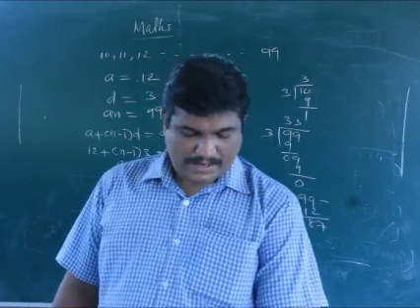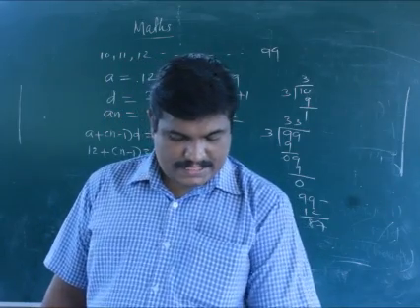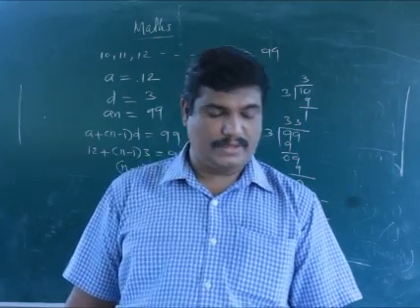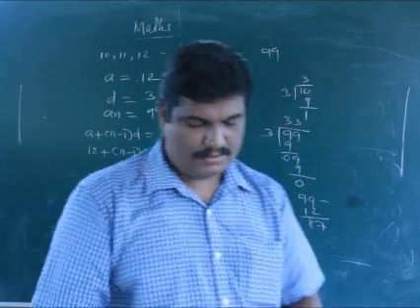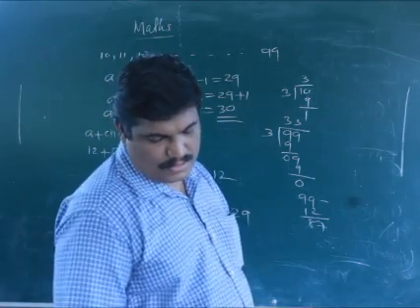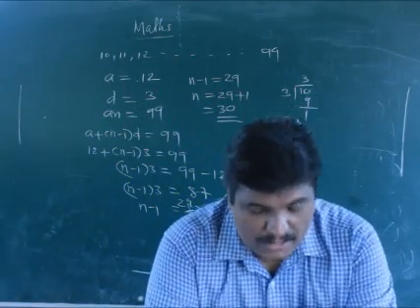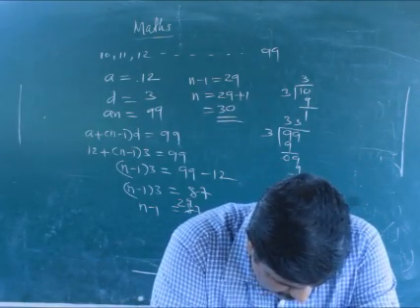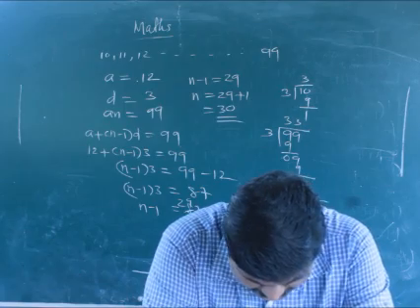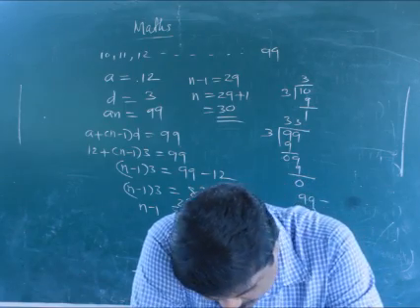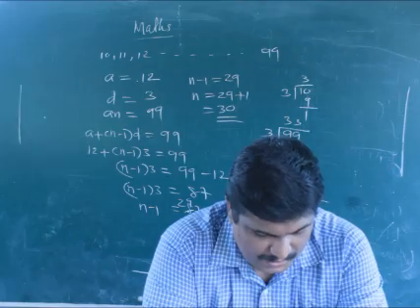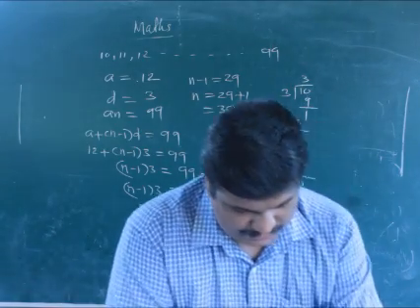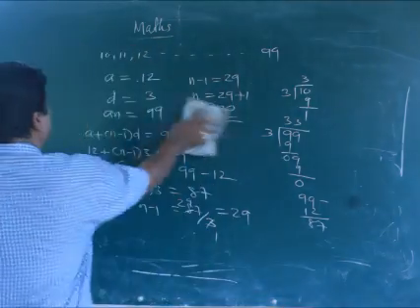Exercise 5.2, 15th question. For what value of n are the nth terms of two APs, 63, 65, 67, etc. and 3, 10, 17, etc., equal? Above two APs' nth terms are equal, you have to find the value of n. Okay, listen.